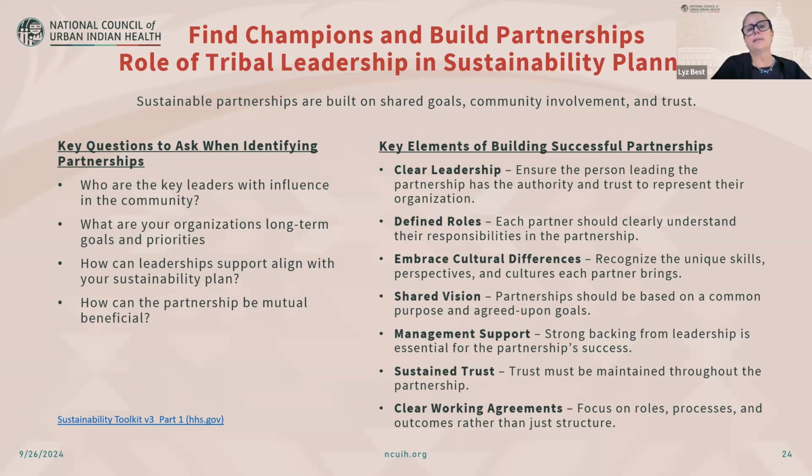Building partnerships is equally essential for sustainability. Partnerships with local businesses, nonprofits, academic institutions, and other community organizations will allow you to pool resources, share expertise, and collaborate on common goals. These relationships can provide additional funding, in-kind contributions, and access to networks that might otherwise be out of reach. Next slide, please.